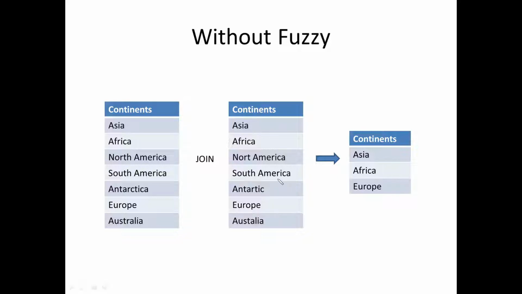South America also should be here. Europe is there. Australia, one R is missing here, so it is not there. So without fuzzy join, when you do an inner join, only the perfect matching will be shown here. Of course, South America is also there.